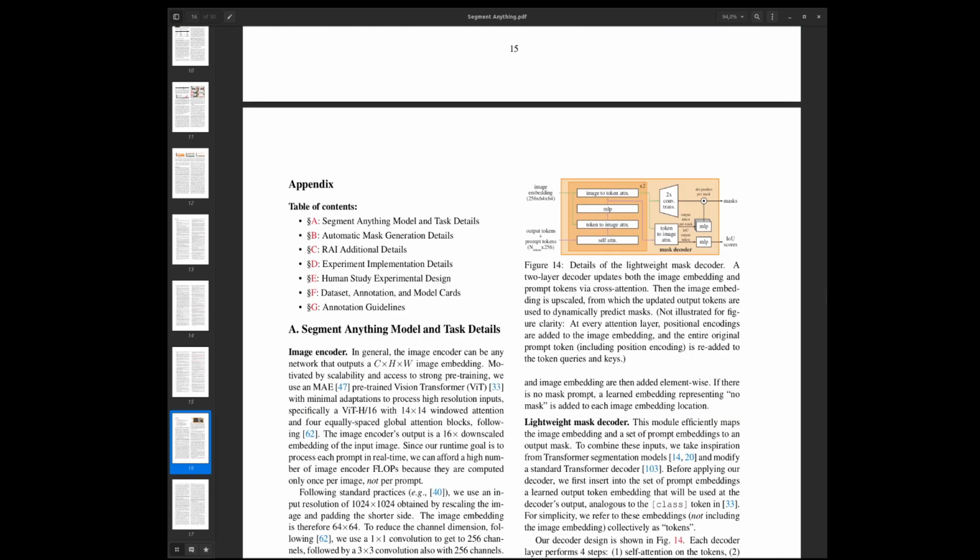So I also opened the source code, and I have to say, it's not too bad. It's not too bad. They have all the types.